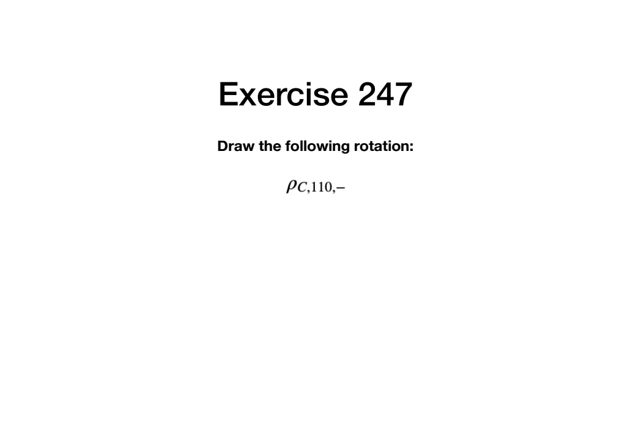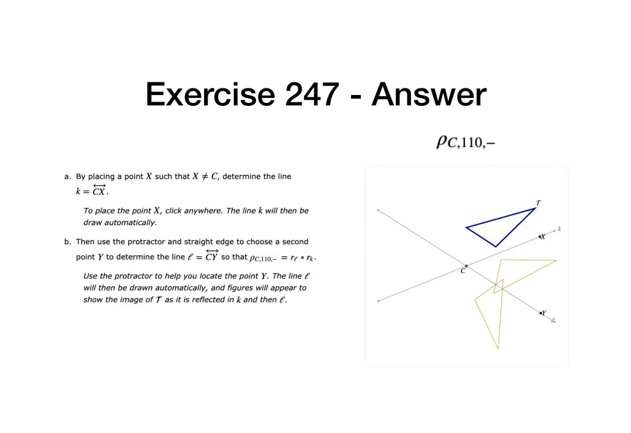Now I would like you to try exercise 247. In that exercise, it asks you to draw the rotation rho sub C, 110 degrees, in a negative circular orientation. Press pause on your video, and when you're ready for the answer, press play again. This is the answer. You were given some directions. Part A said by placing a point X such that X is not equal to C, determine the line K equals the line CX. So you can put that point anywhere and draw the line K so that it intersects X and intersects C.